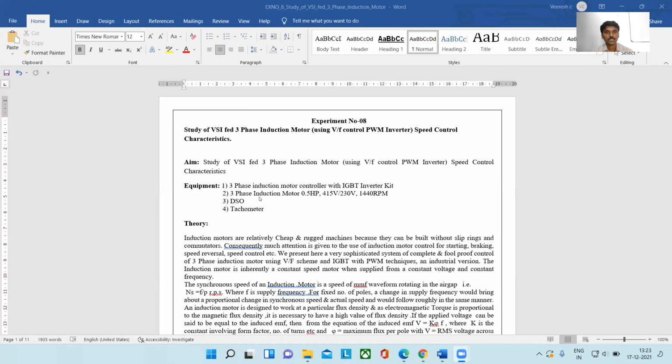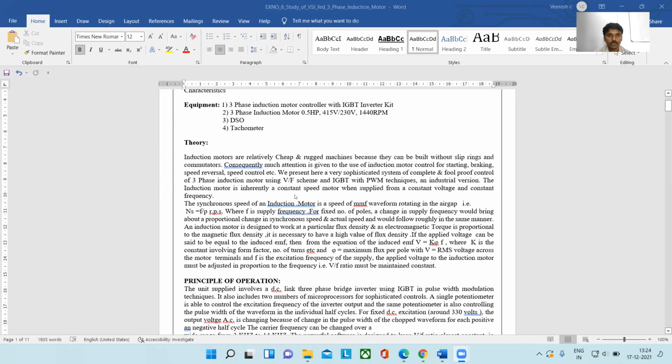Okay, so what is the objective of today's experiment? We are going to control the speed of the induction motor using V by F is equal to constant. So for maintaining the constant torque and speed controlling, we require one three-phase induction motor. Next, inverter kit, and a DSO for checking the waveforms across the output terminals, and we need one tachometer for measuring the speed of the motor.